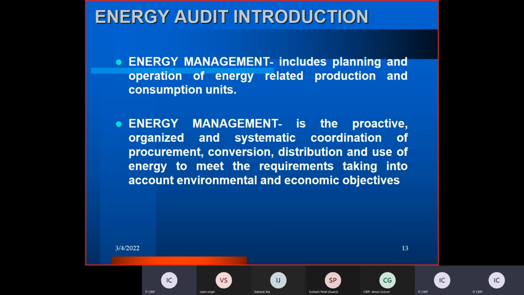You implement one process today for the benefit of the organization, or you can say for an energy efficiency program, but the results you get later on. It is the proactive approach. Proactive approach means all the factors that are related to procurement of the energy, conversion of the energy, distribution of energy and use of energy to meet the requirements, taking into account environmental and economic objectives. If all these parameters are considered, then only the purpose of energy management is served, otherwise it is not.